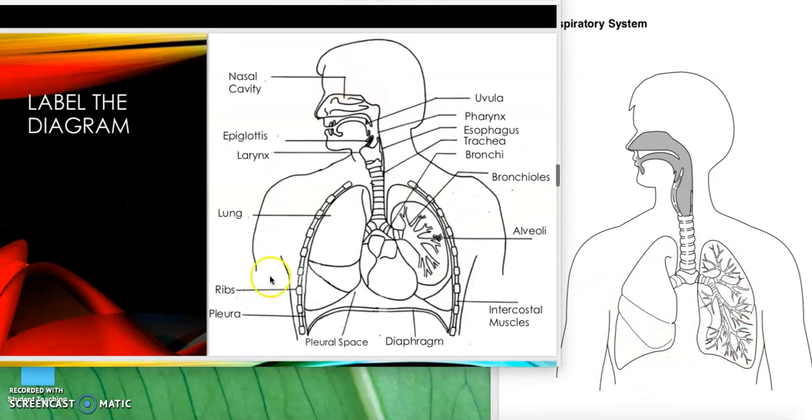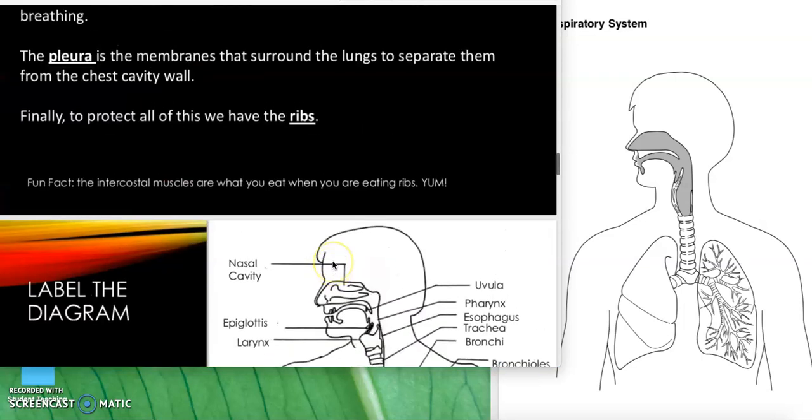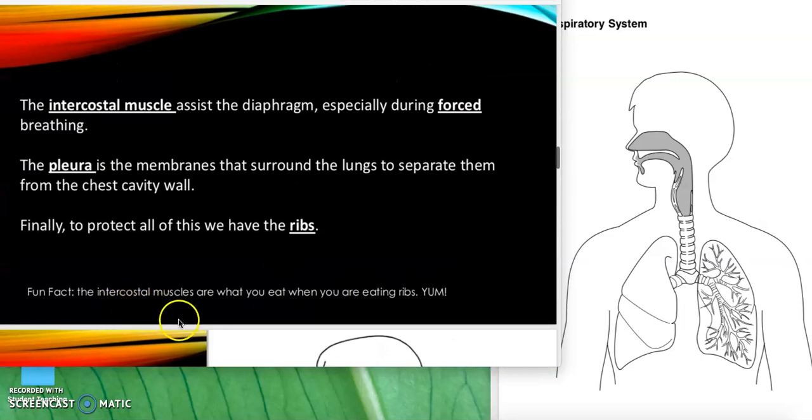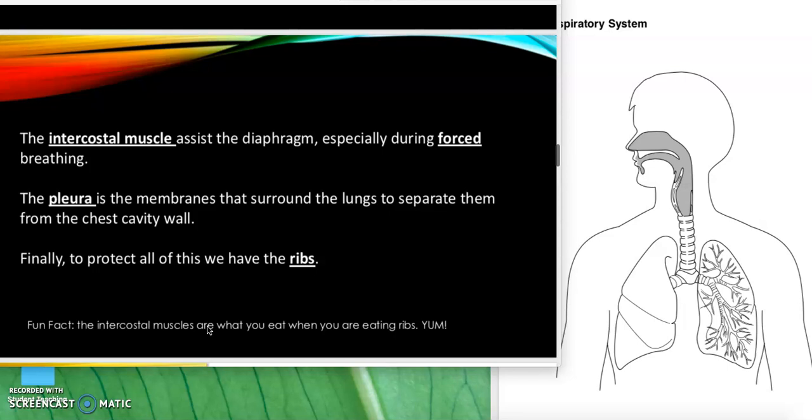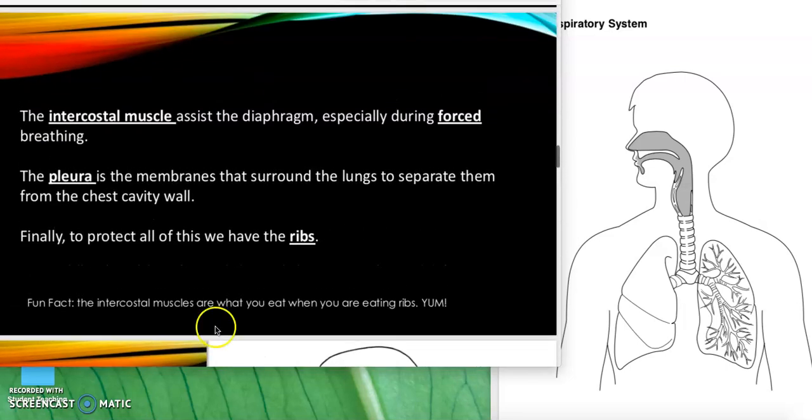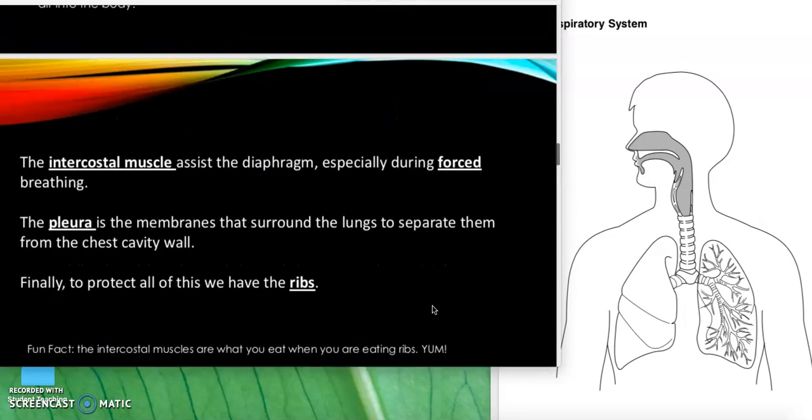This is the diagram that you're going to fill in later. You don't have to fill this in today, but you can see all these different aspects that we talked about. A little fun fact, the intercostal muscles are what you are eating when you're eating ribs. So I put yum, but I'm not sure if that's really yum.